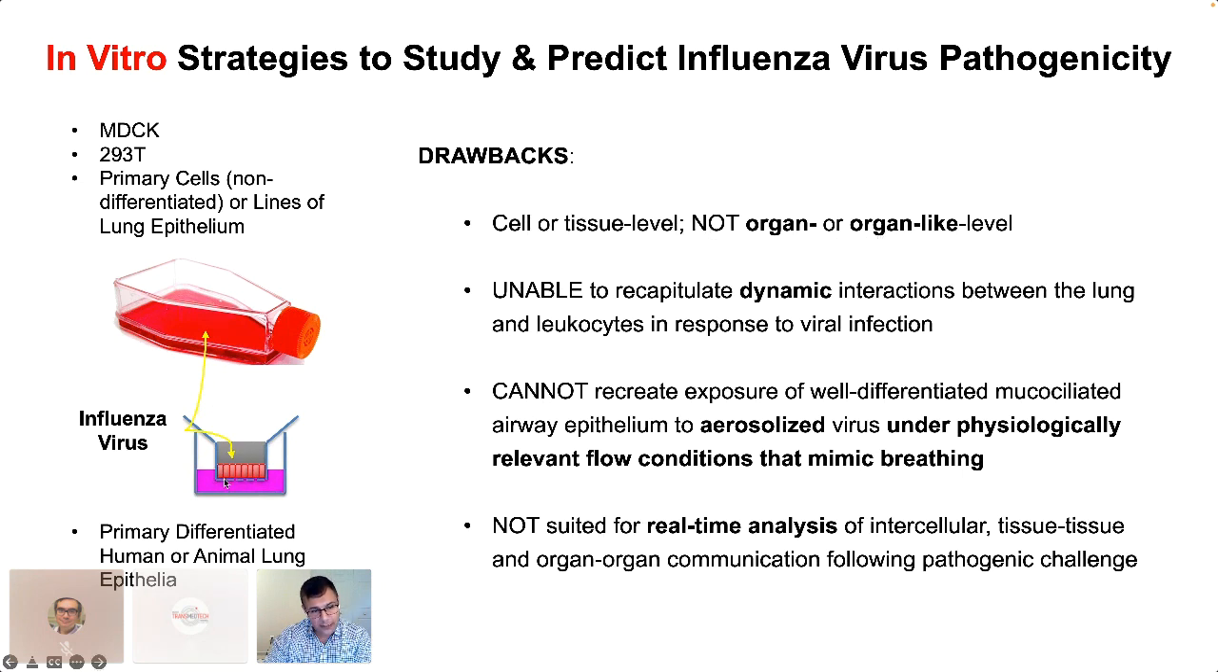This is a more complex model because you can create some aspects of epithelial cell microarchitecture, but still you cannot create a multi-tissue system in which you can study the crosstalk between the tissues and cells. None of them can enable you to study dynamic interaction between lung cells and circulating immune cells.